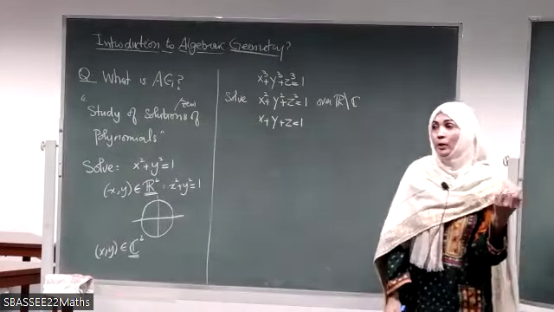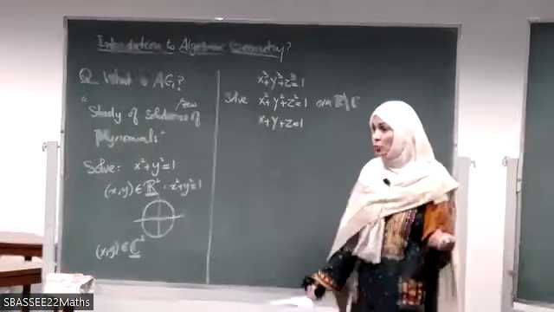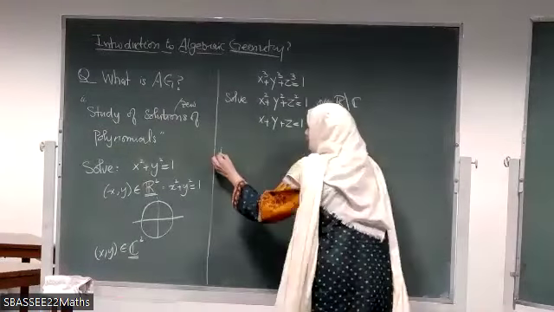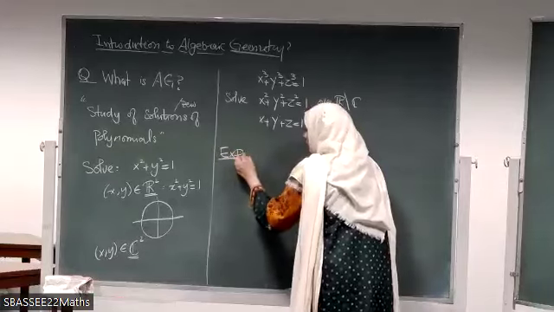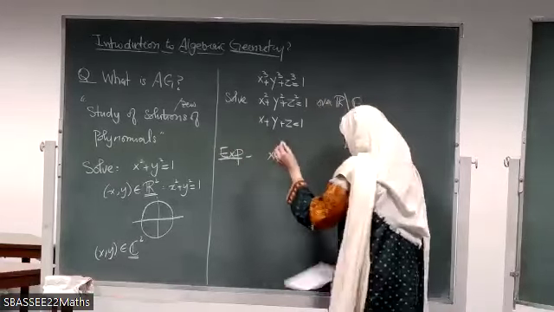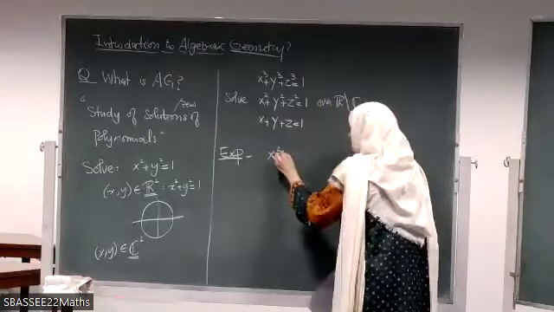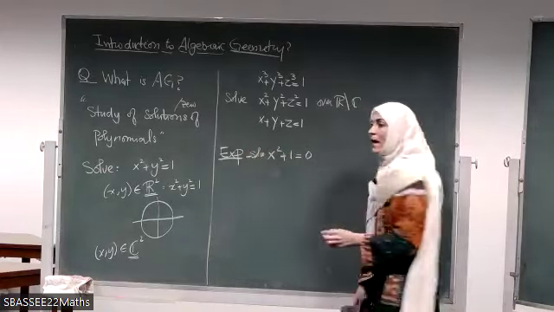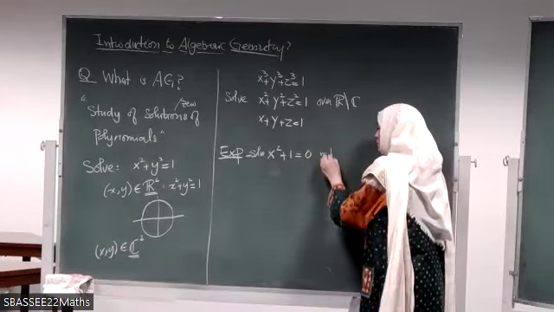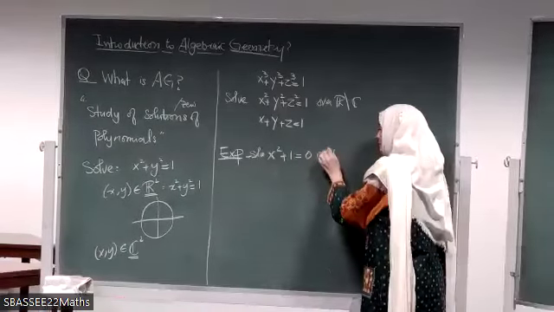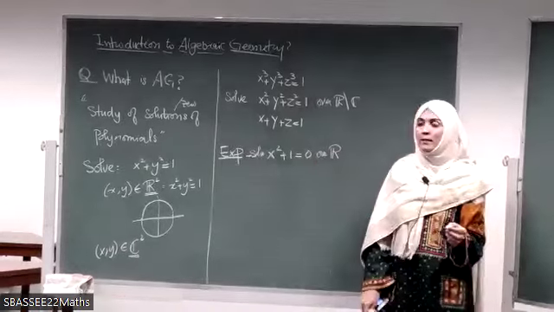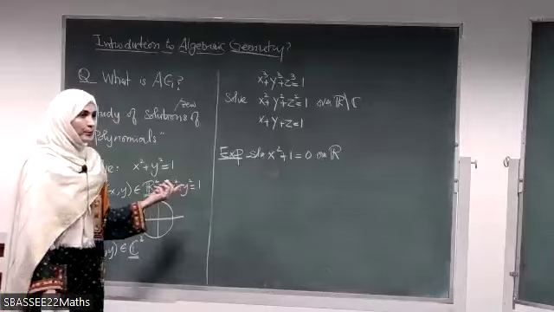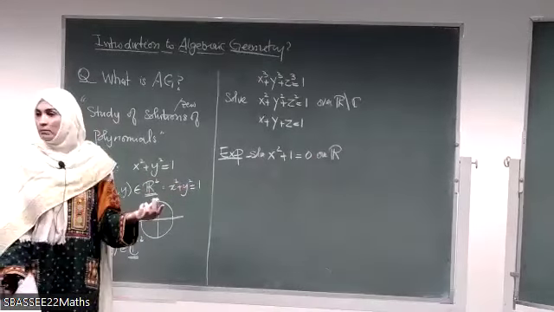It might be possible that there is no solution of some equations. For example, if you consider this equation again and ask to solve it over R, I mean you need to find real numbers which satisfy this equation, what will be the answer? There is no solution.